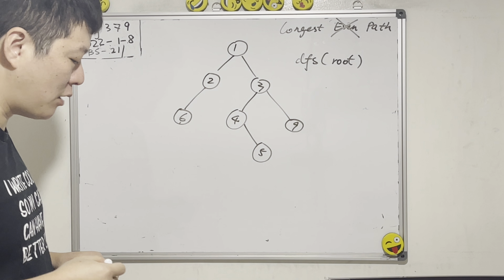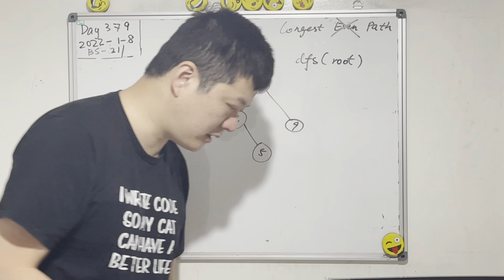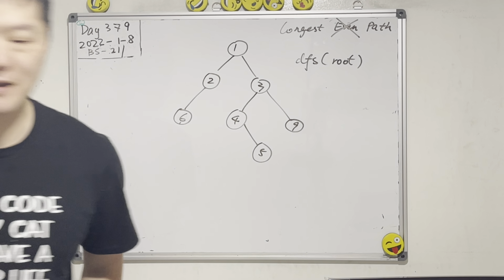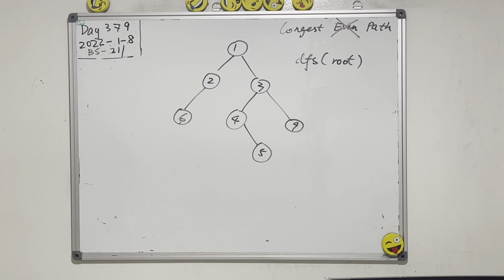DFS search root. What should it return? Can you tell me what it should return? Remember the last time? Can you find a pen? I'm running out of pens.